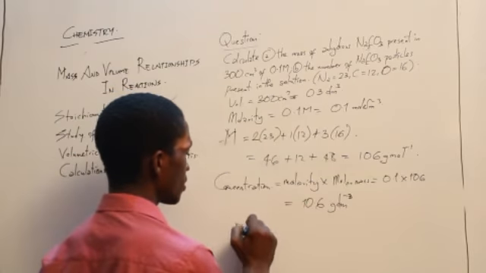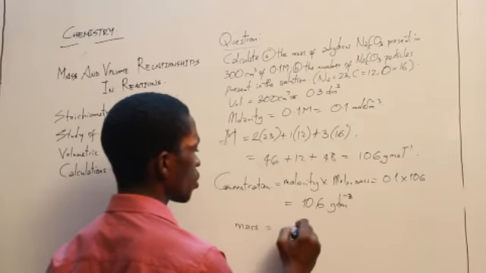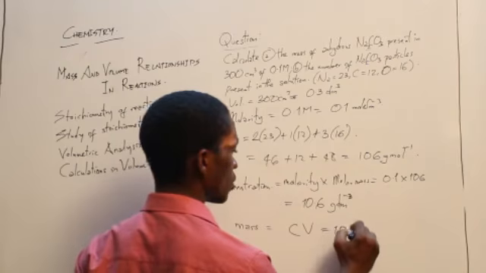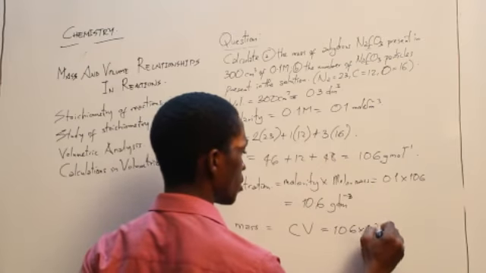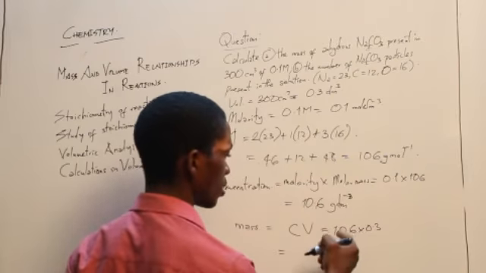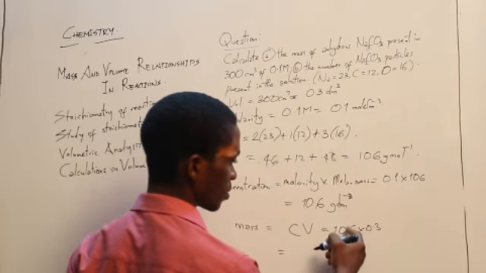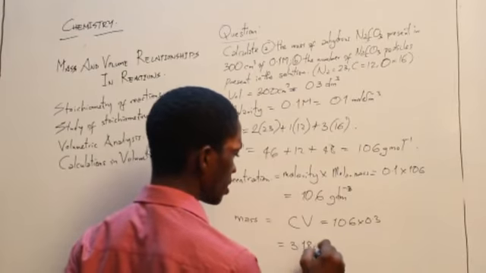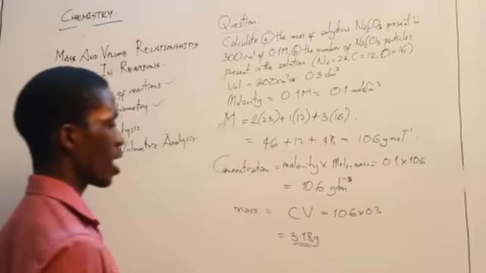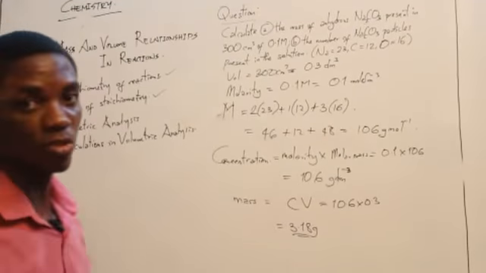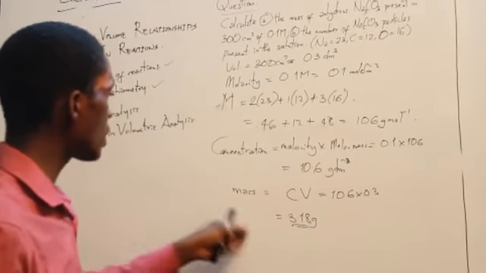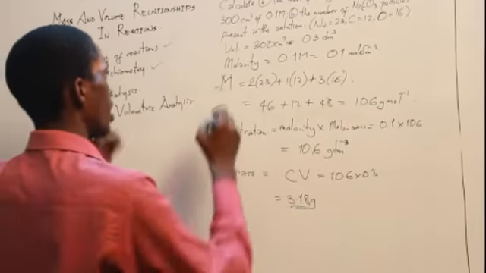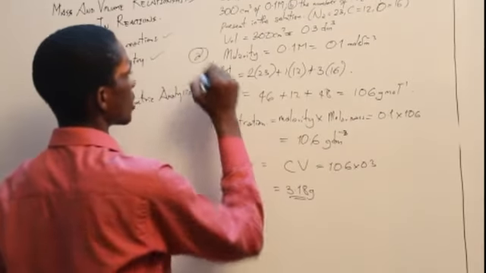So our mass will be equal to concentration multiplied by volume, which will be multiplied by 0.3, and this will give us 3.18 grams. So we will have a total of 3.18 grams of the substance in this particular compound. And this is our A part.